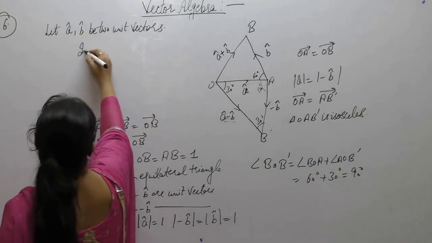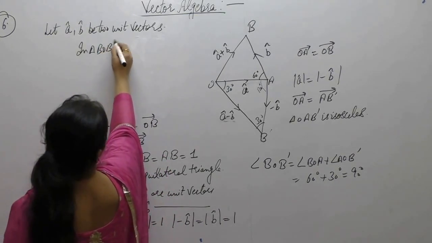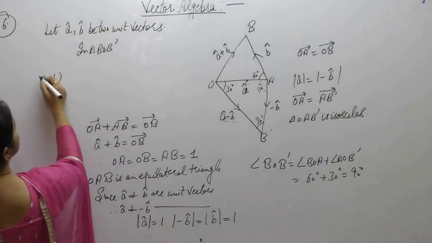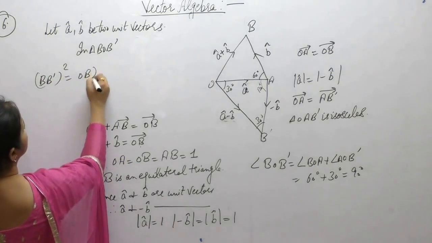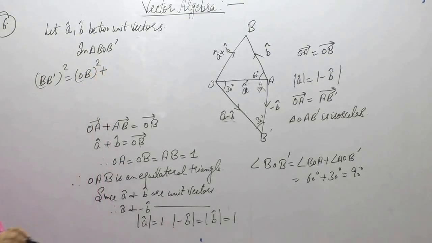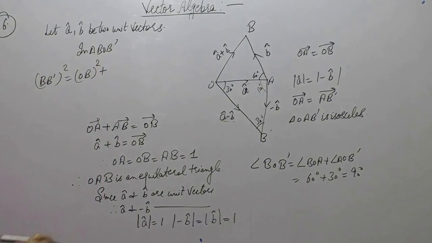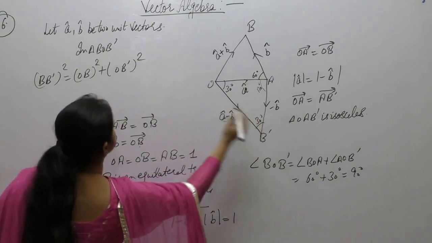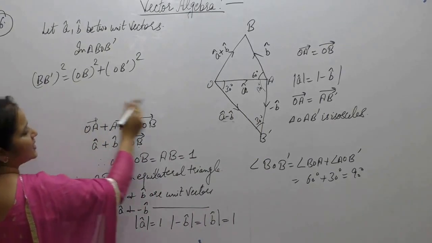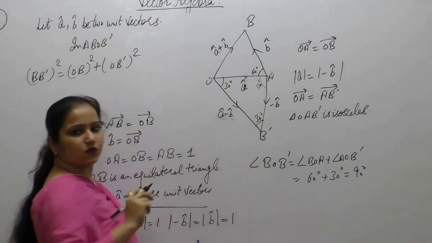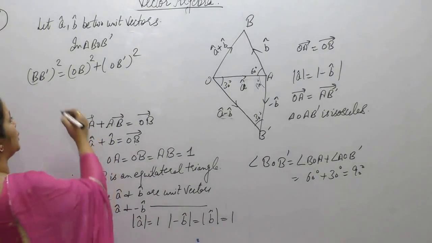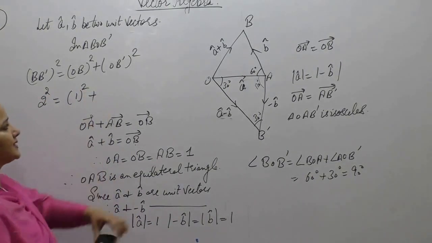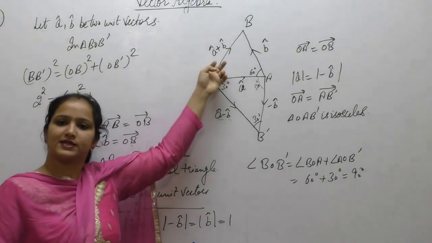So in triangle BOB dash, BB dash square is equal to OB square plus OB dash square. BB dash is 1 unit plus 1 unit, that is 2. So 2 square. OB is 1 because it is given that the magnitude of this is 1.